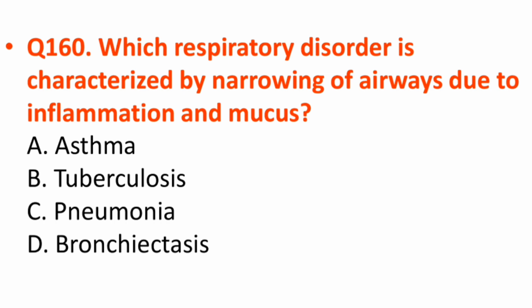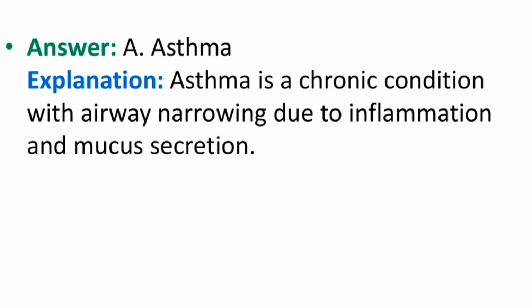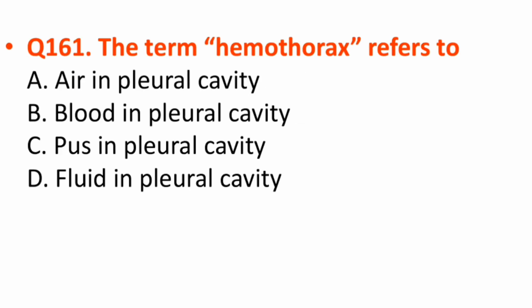Which respiratory disorder is characterized by narrowing of airway due to inflammation and mucus? Option A asthma, option B tuberculosis, option C pneumonia, option D bronchiectasis. The correct answer is option A asthma. Asthma is a chronic condition with airway narrowing due to inflammation and mucus secretion.